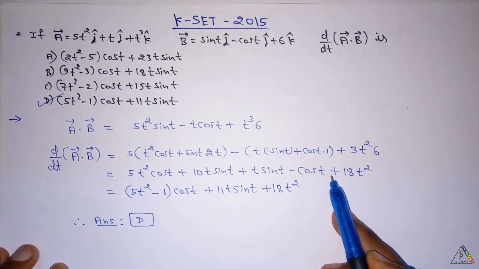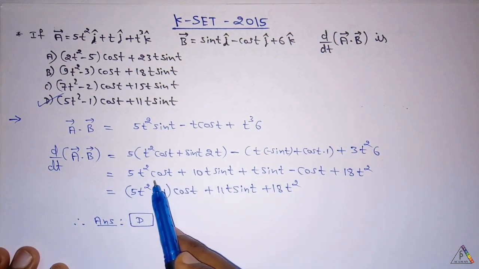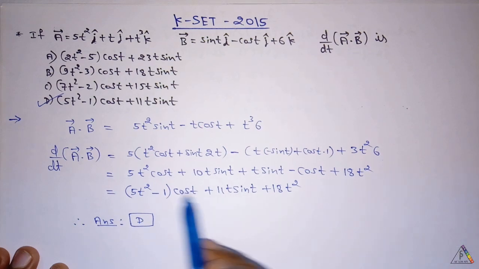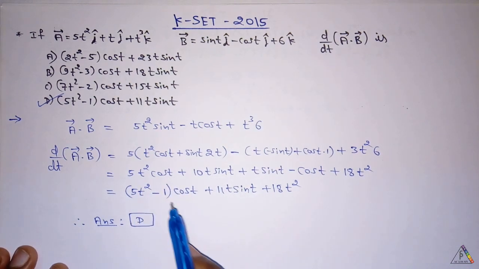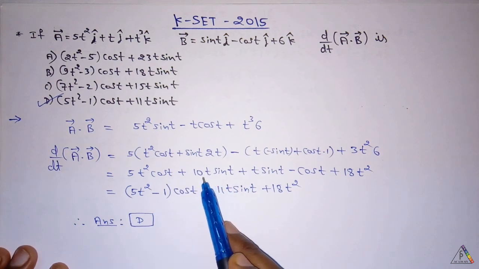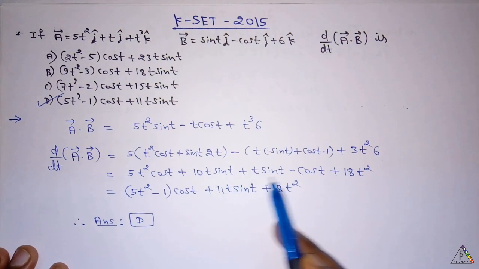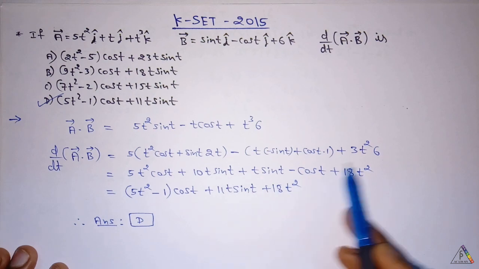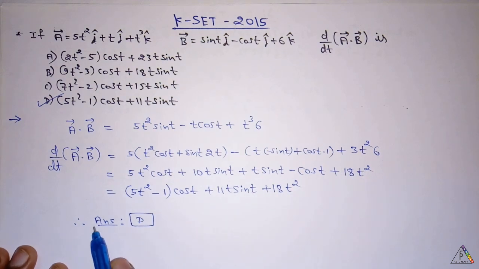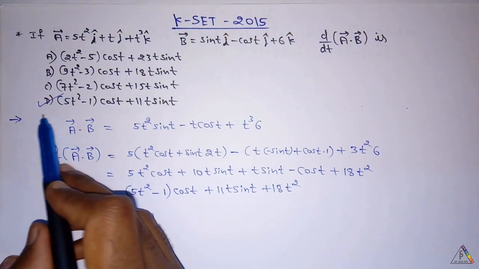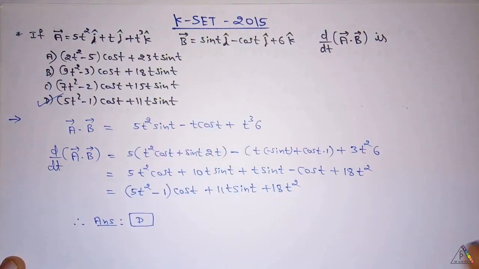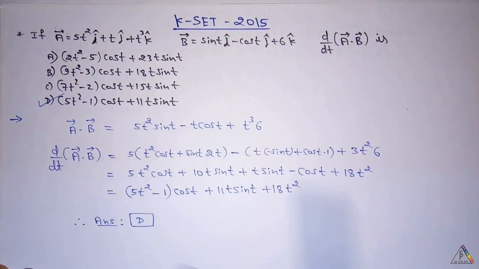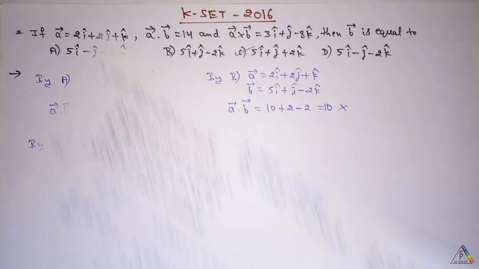By simplifying and taking the cos function together with the common of 5t square minus 1 into cos t plus 10t sin t, sin t is 11t sin t plus 18t square. For this question, the answer is D option. Most probably they are missing the term here. Therefore, the answer is D for this question.